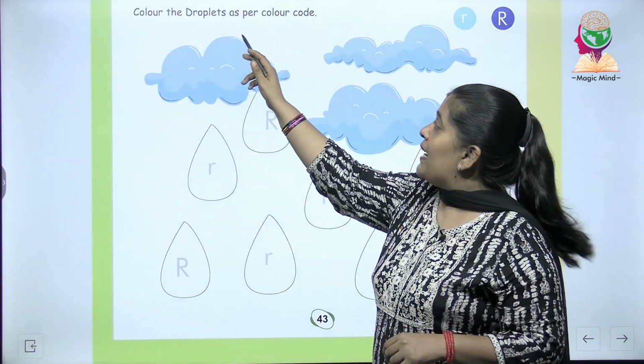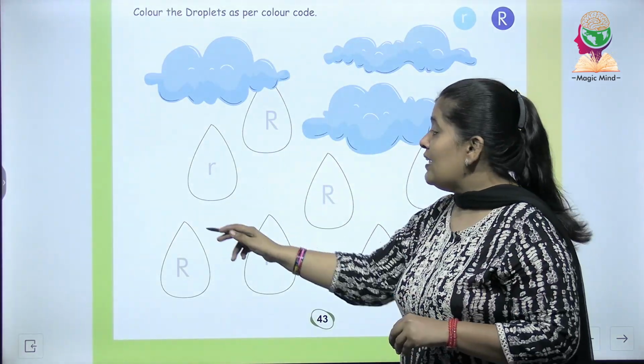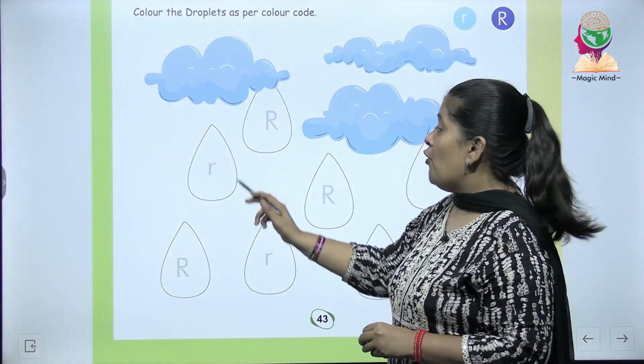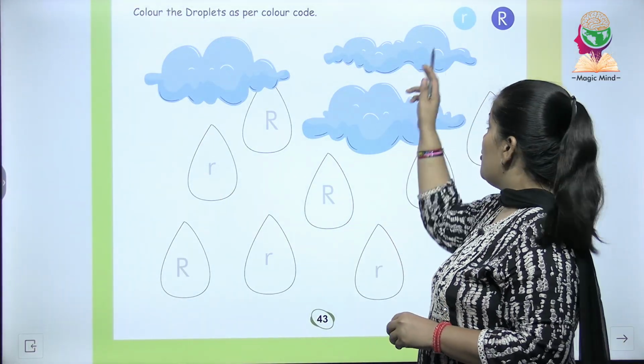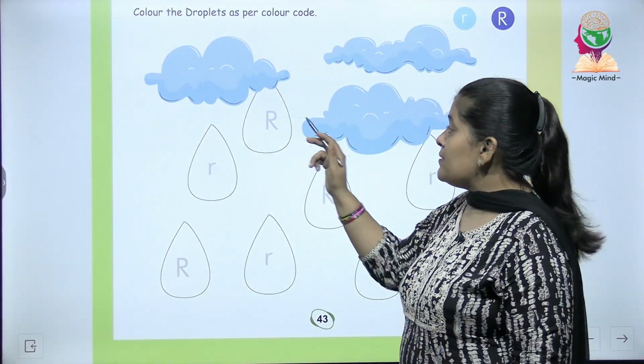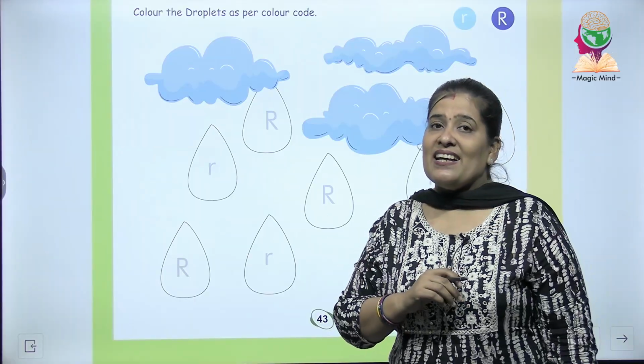Color the droplets as per color code. Now you have to color these droplets as per the given color code. For small letter R, you will use light sky blue color. For capital letter R, you will use dark blue color.